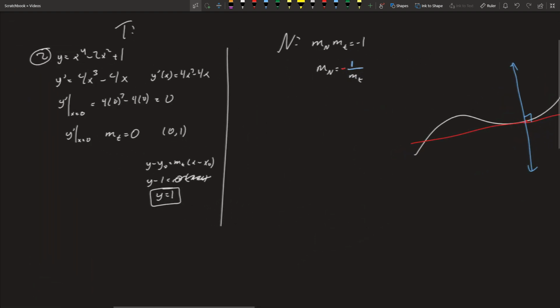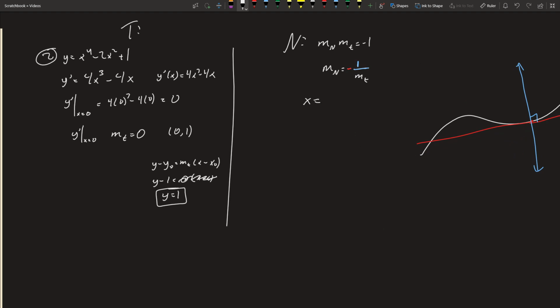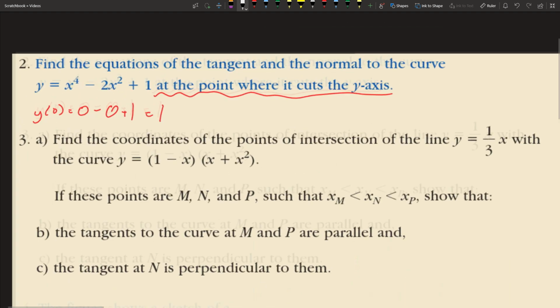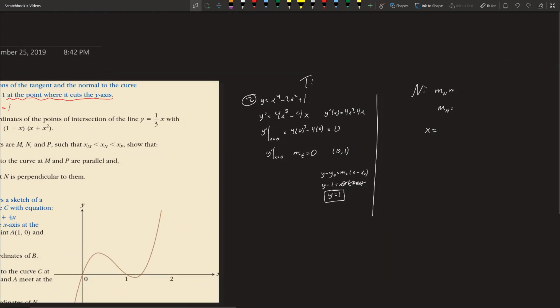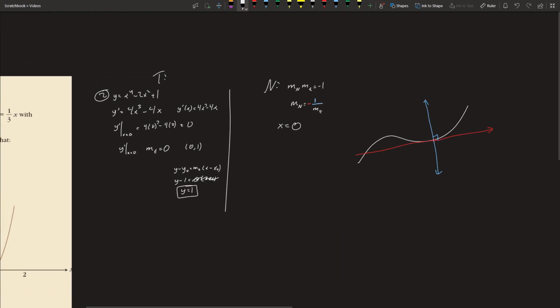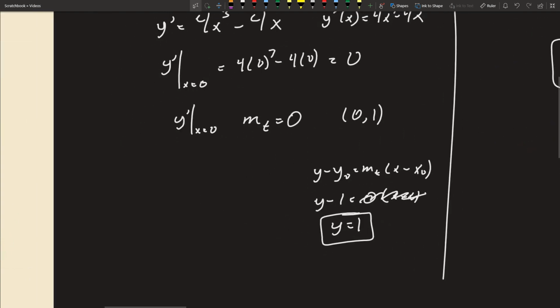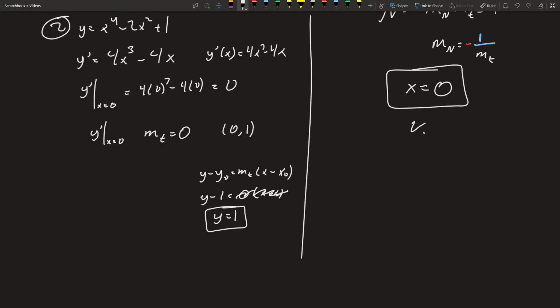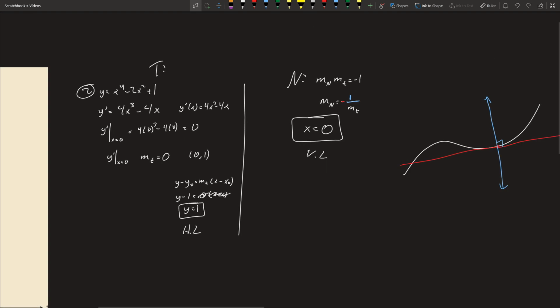But x is equal to what? Well, we know that the point cuts the y-axis, so x is equal to 0. So the equation of the normal line is simply x is equal to 0. It's a vertical line. It doesn't have any y in it because it's vertical. In this case, it doesn't have any x in it because it's horizontal. So this is for a vertical line, this is for a horizontal line. Anyways, this is the question and answer.